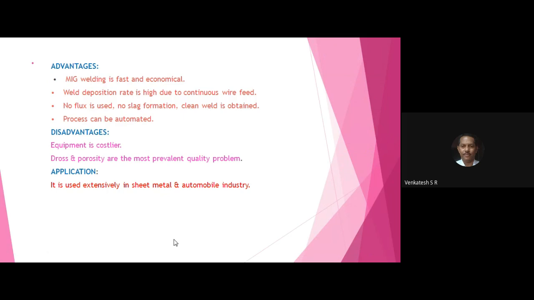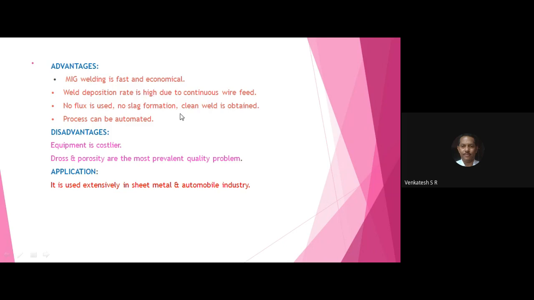And now you write down advantages. Go through the advantages one by one. The metal inert gas welding process is fast and economical. The cost of welding is less compared to TIG. The weld deposition rate is very high. Because the continuous supply of electrode is present, for that reason, the deposition rate is high.